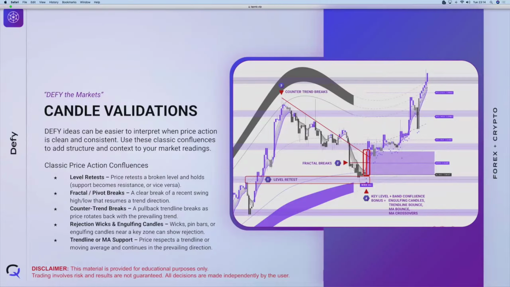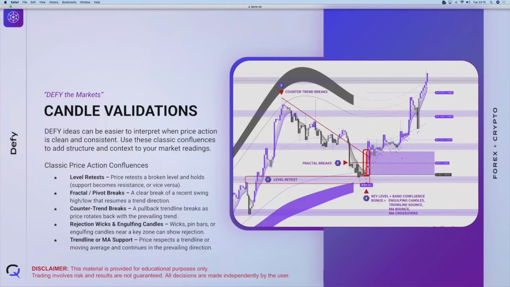So when the market is going through these phases and conditions, you're going to start to see a commonality of candle validation conditions and techniques that are repeating. And this is something that I would strongly suggest that you learn: for every single DeFi idea, always look for a level retest. Look where it broke and is holding a level. It's retesting a valid level.